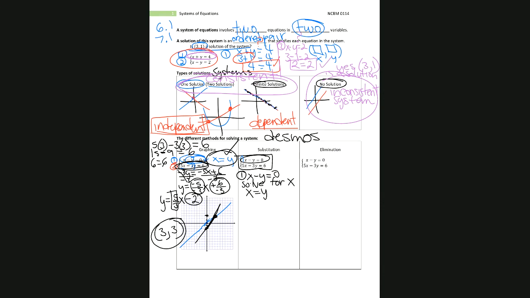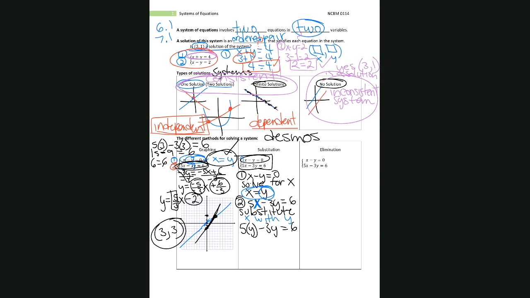Now our next step is we're going to take the other equation, equation number 2, and then we're going to substitute. Instead of x, we're going to use what we found here. So instead of x, we're going to substitute it with a y. So substitute x with y. So this x right here, that's the one that I'm going to change with a y, okay? So this is going to be 5 times y, and then minus 3y equals 6.